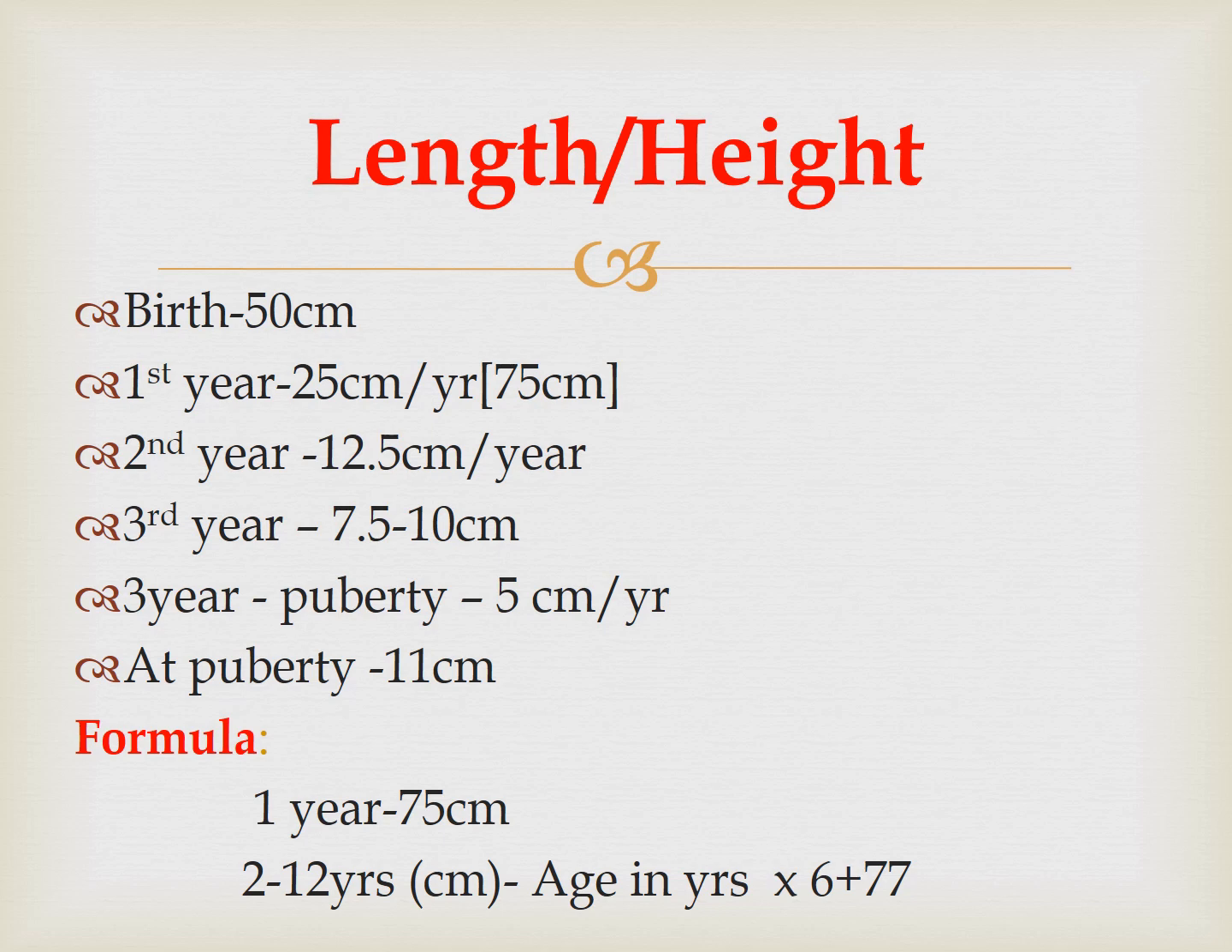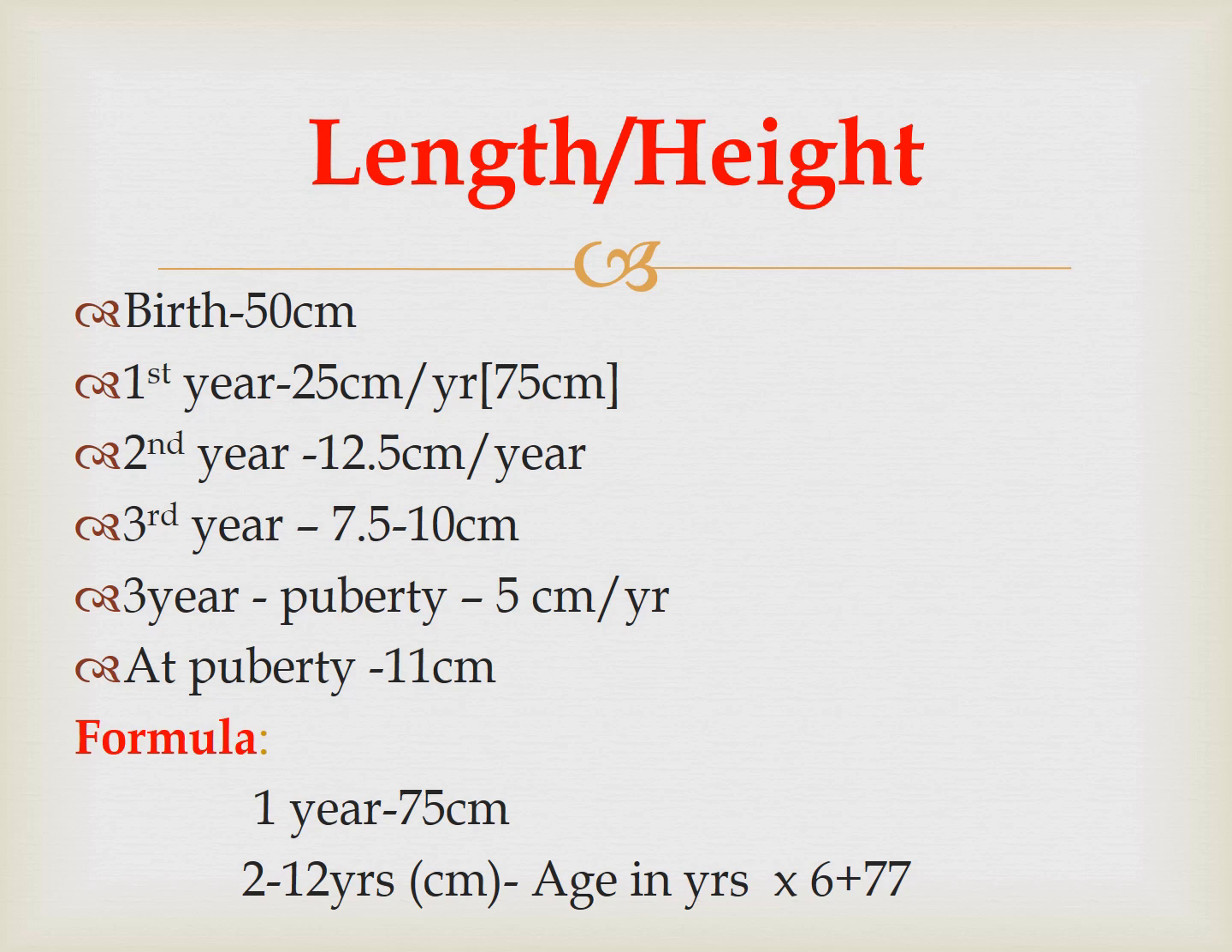They grow only 5 centimeter per year. So during this period many parents come to you with the complaint of child not gaining height. But actually you should be seeing the whole year velocity of height, and if the child is growing 5 centimeter per year, that is normal.